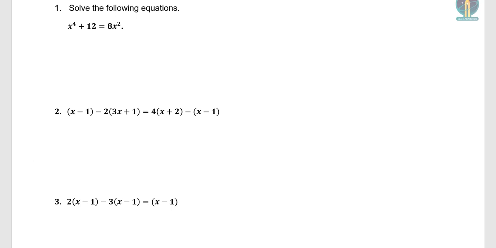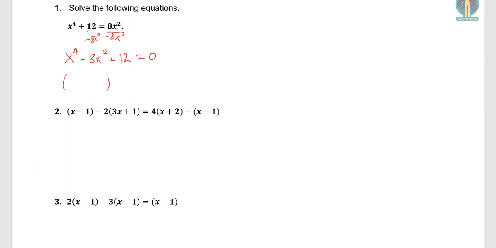Okay, so let's look at this equation. We have x to the 4th plus 12 equals 8x squared. Again, the first step is to write it in quadratic form, meaning we subtract 8x squared from both sides, right, to bring the 8x squared on the left-hand side. So we have x to the 4th minus 8x squared plus 12 equals 0.